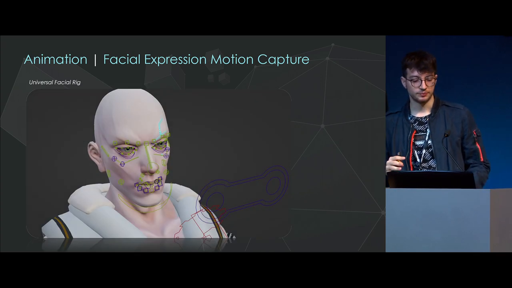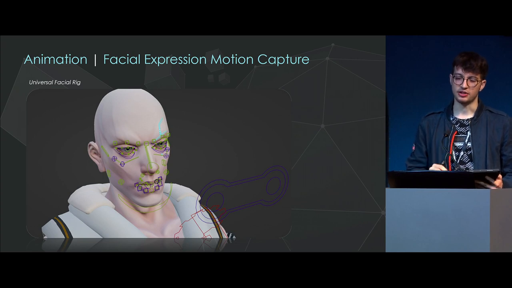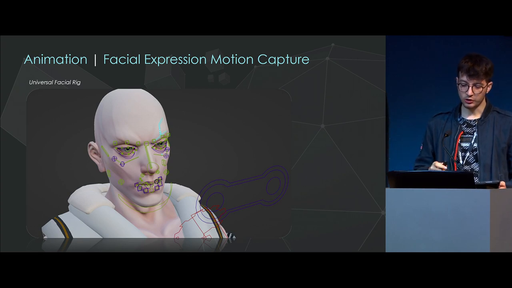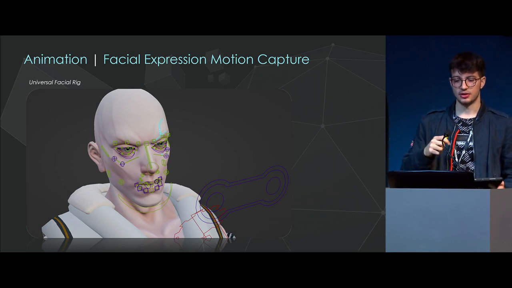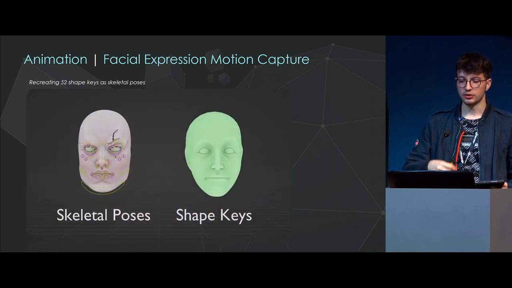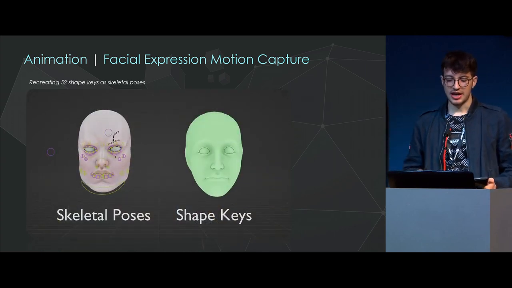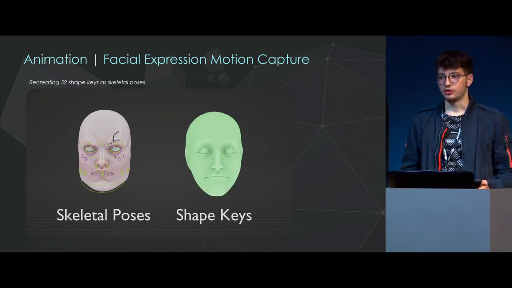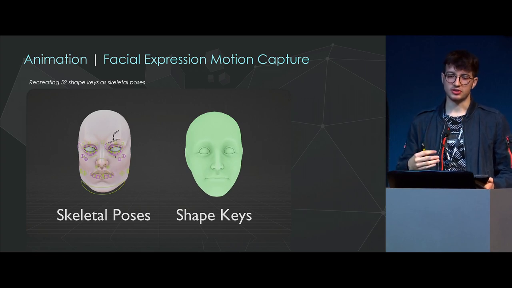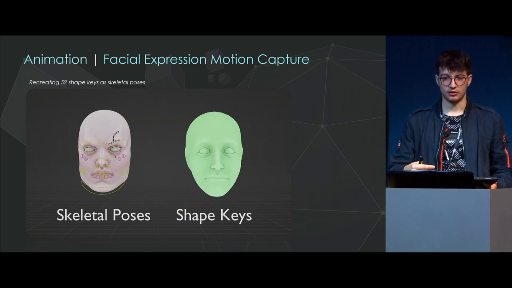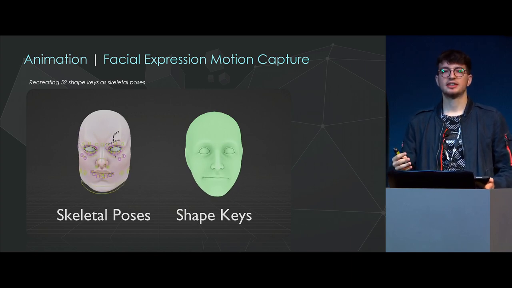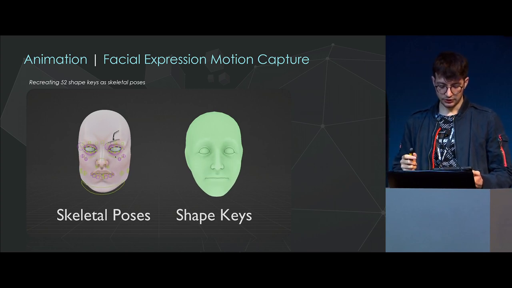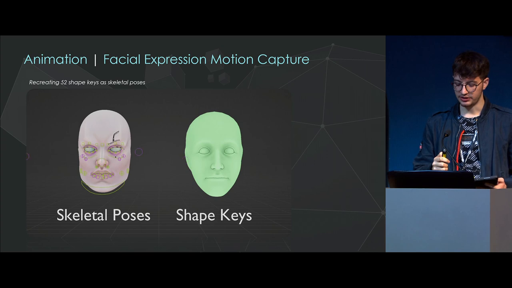As we mentioned before, we use a universal facial rig for all our characters. So what we did is, using this rig, we recreated all these 52 shape keys as skeletal poses instead. But why sacrifice fidelity that way, you may ask? Well, as long as we use this rig for all our characters, the poses can, at least to some extent, be transferred between them. To help us with our workflow, we developed another tool.